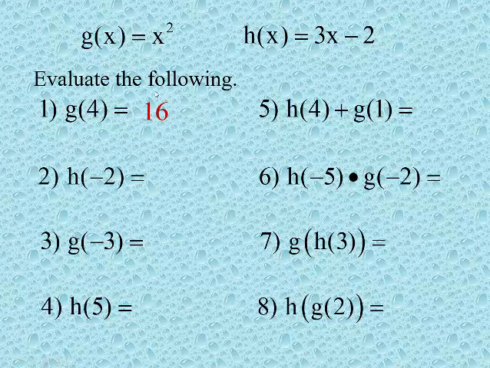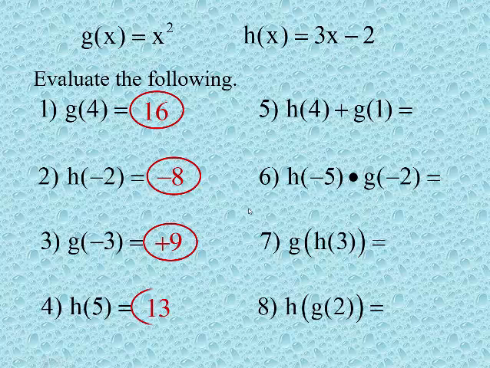4 squared gets me 16. H of negative 2. Well, now I'm going over here. 3 times negative 2 is negative 6. Negative 6 minus 2 gets me negative 8. G of negative 3, excuse me. We'll plug in negative 3 here. Negative 3 squared gets me positive 9. H of 5. 3 times 5 is 15. Minus 2 gets me 13.